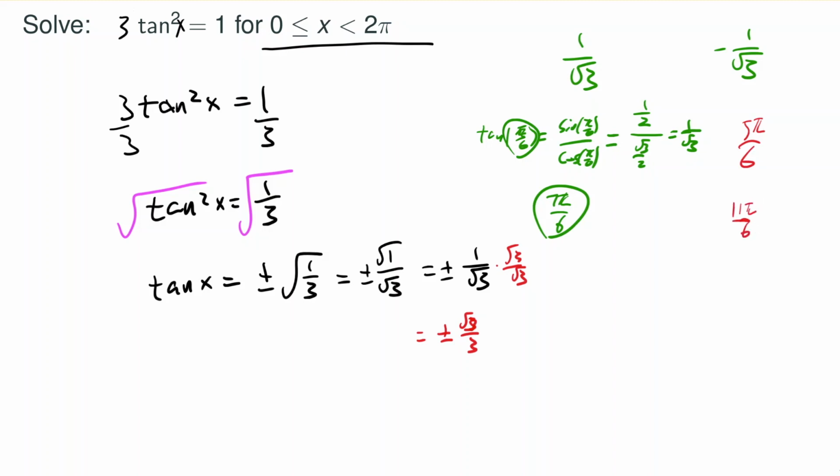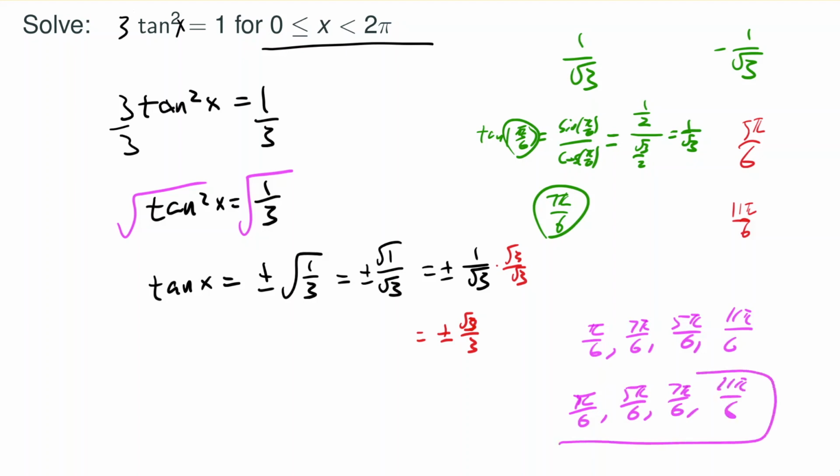So the 4 angles for this equation are pi over 6, 7 pi over 6, 5 pi over 6, and 11 pi over 6. We can actually write the angles in order of size: pi over 6, 5 pi over 6, 7 pi over 6, and 11 pi over 6. So these 4 are the answers. Oops, that's 7 pi over 6, not 7 pi. So any of these angles will make this equation true.